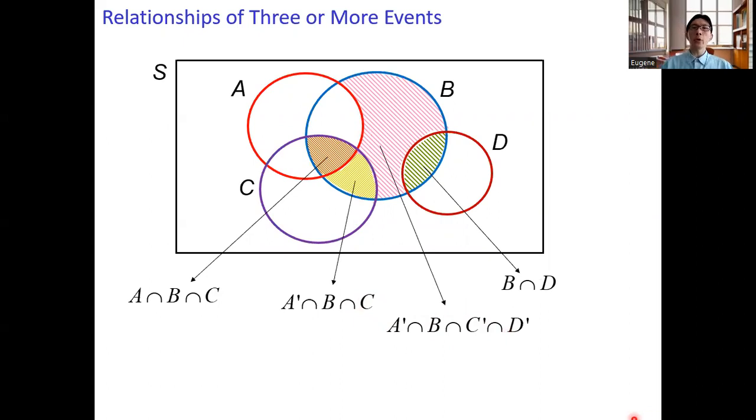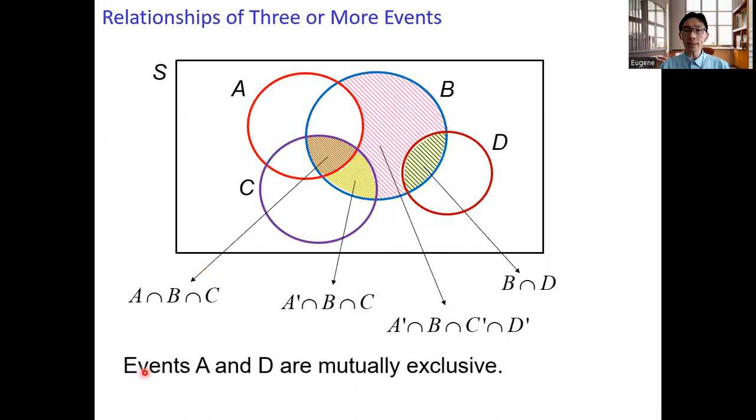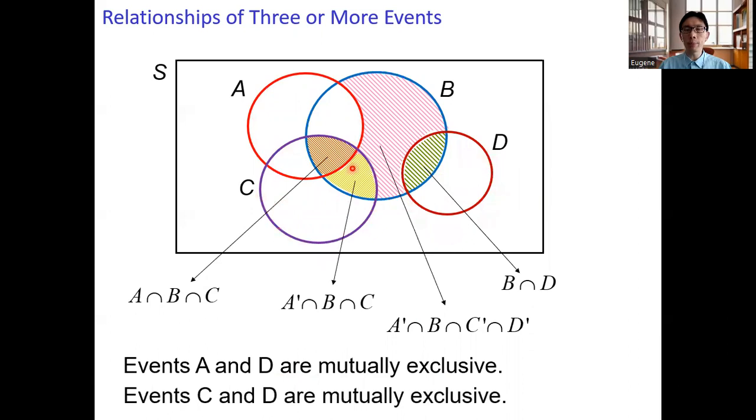And then we can also confirm that event A and event D are mutually exclusive. Circle A and circle D have no overlapping region. We can also say the same for event C and event D as well. They are mutually exclusive. There's no overlapping region between circle C and circle D.